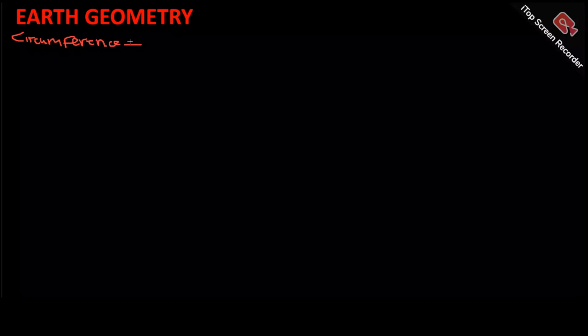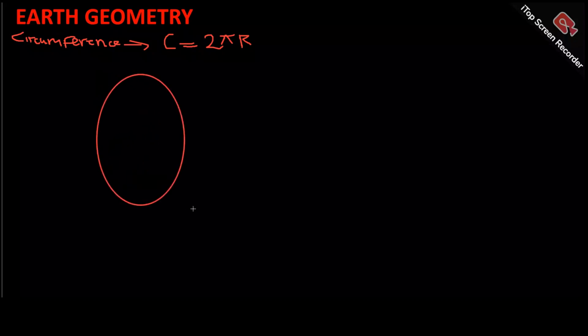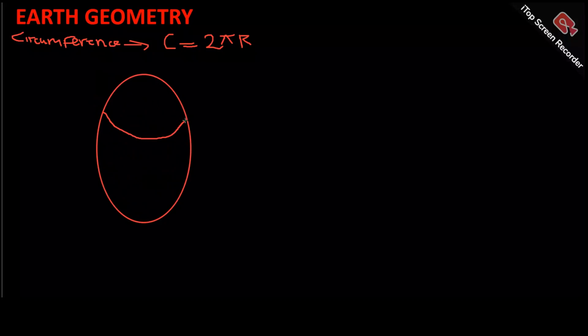What is the circumference? This is the total distance around the circle, and it's given by 2 pi r. Now, according to what we said, what will be forming the circles is the latitudes. So to find the circumference, we're just going to be finding the circumference of latitudes. These will be forming circles.